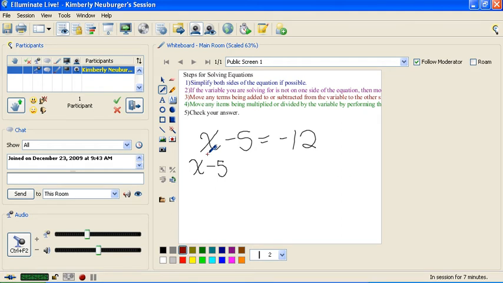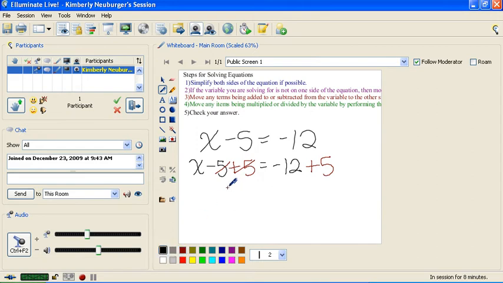To make the 5 disappear, we're going to add 5 to that side. But if I add it to that side, I also need to add it to this side. What happens is this negative 5 and this positive 5 make 0. They cancel each other out. So, because when you have plus 0, you don't need to write it, we can just cross them out.